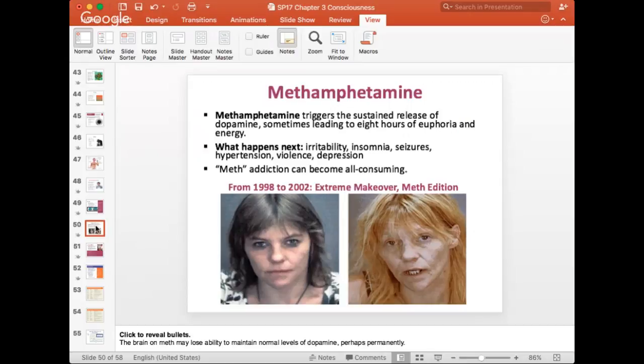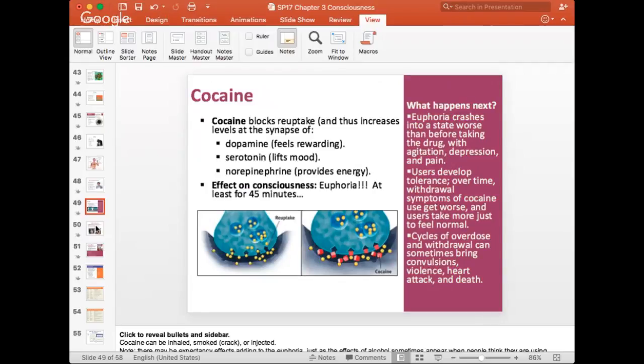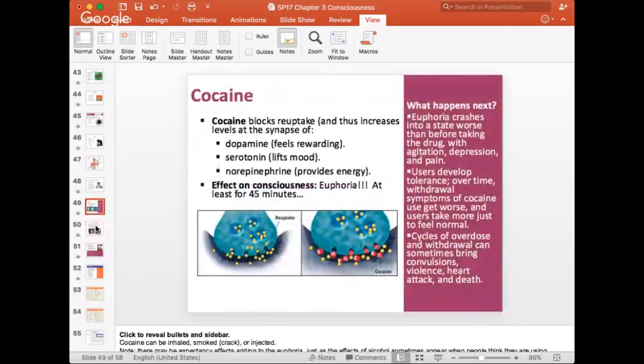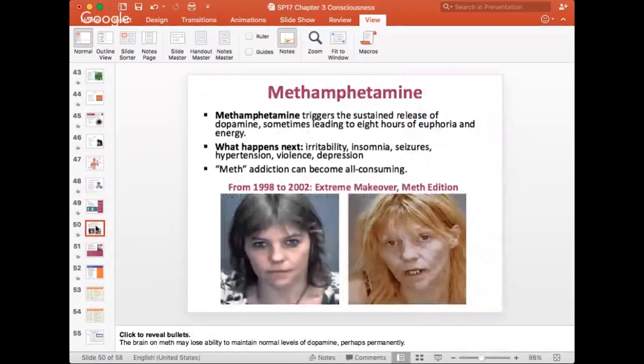Methamphetamine goes into your system and triggers a sustained release of dopamine throughout your body. So it's not an uptake blocker. It just gives you a sustained, constant dopamine release within your body for about 8 hours. That constant flow of dopamine creates that euphoric, energetic feeling. So it's like the high from cocaine, only for 8 hours. And if you do the math, 8 hours is more than 45 minutes.